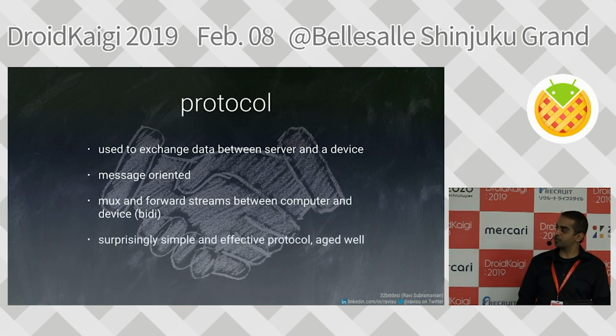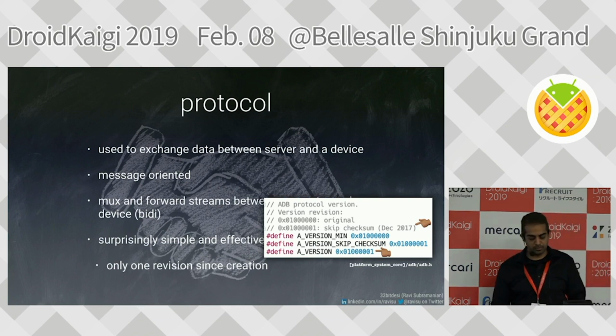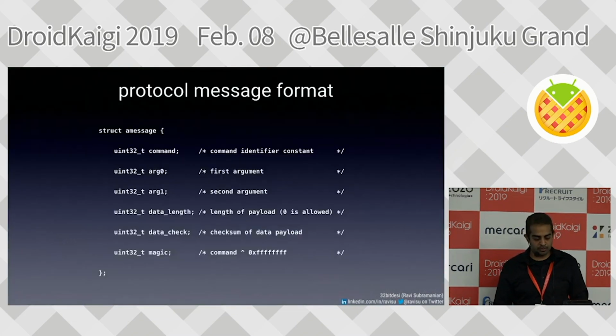And one thing I found is it is actually a surprisingly simple and effective protocol. It's aged quite well, as we'll see shortly. There has only been one revision of this protocol since its creation. And basically, you can see here the version was 1 followed by 6 zeros. It's basically the first version, and that got bumped in December of 2017 to one later version. And we'll see shortly what that was about.